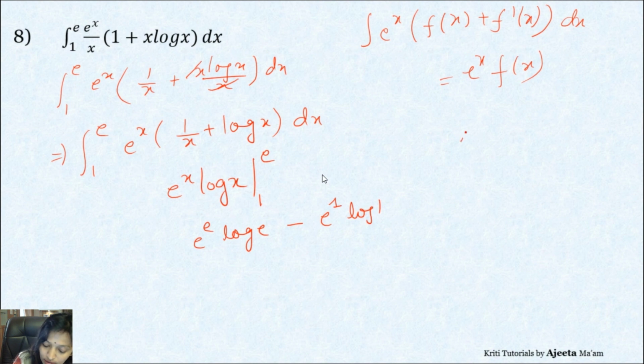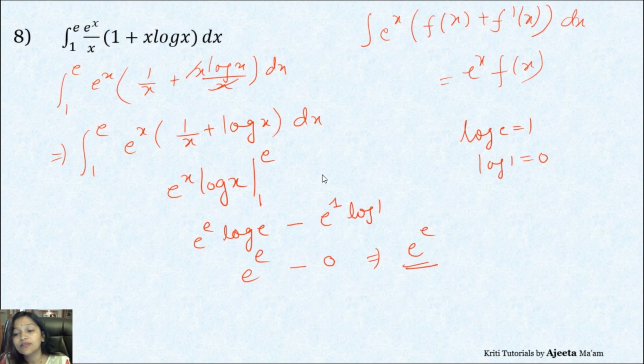Log e is 1 and log 1 is 0. So what do you get? E raised to e into 1 minus 0. So what's your answer? E raised to e. That's a simple answer that you can give.